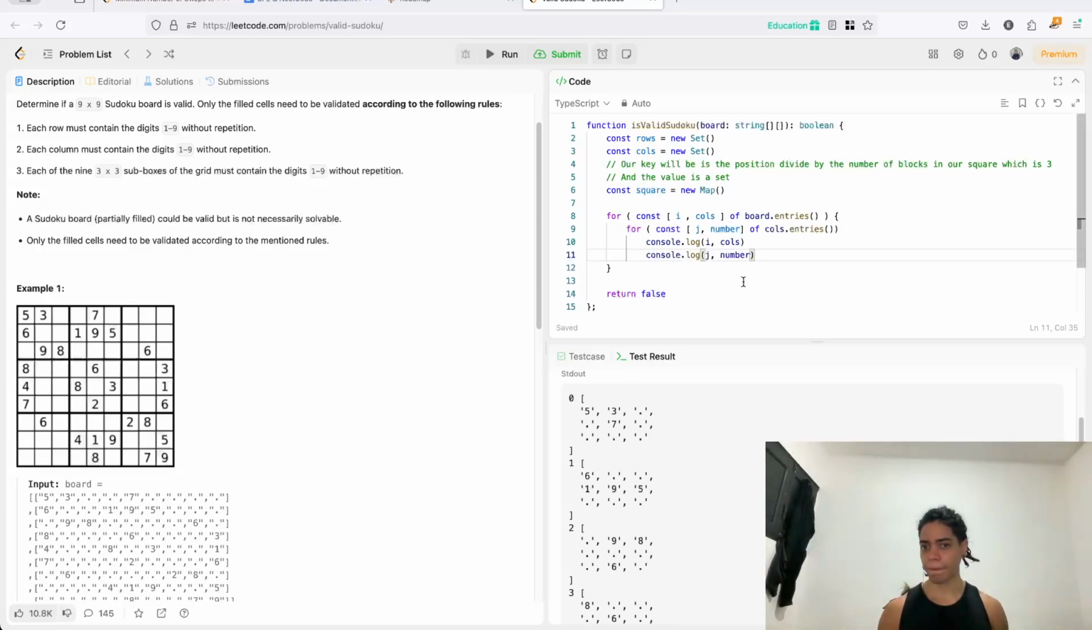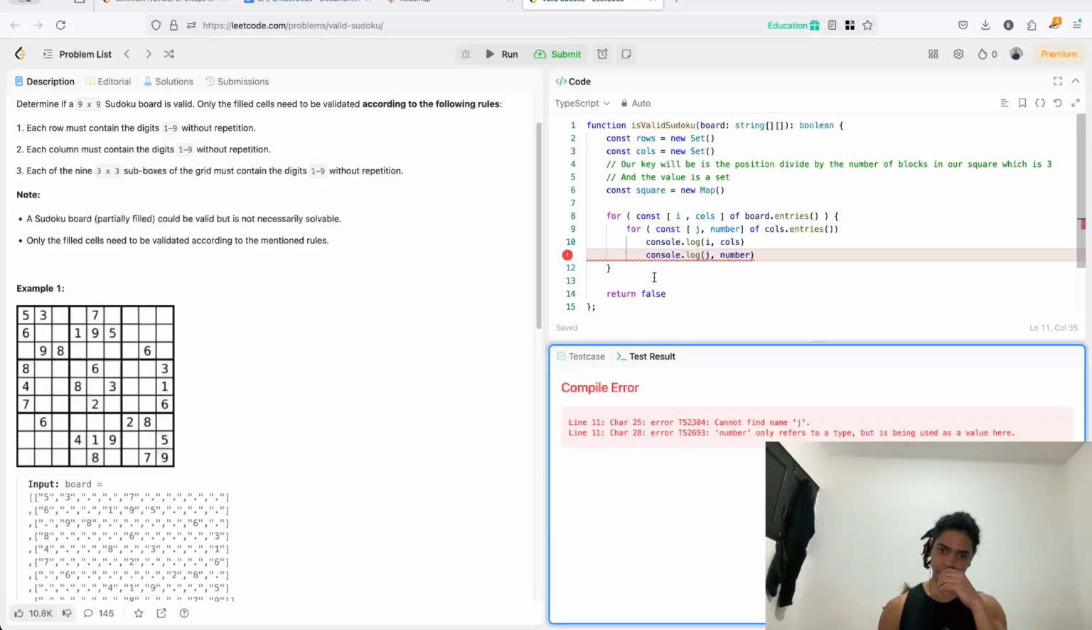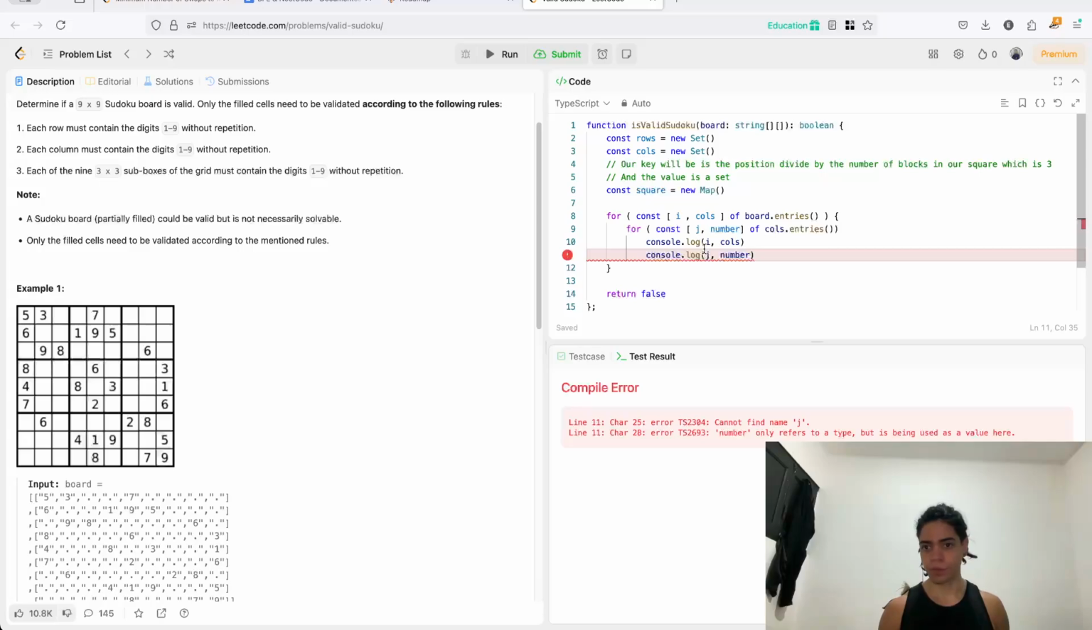Okay, we run this. Cannot find j. Cannot find j. Really? Is this not the j? Or the value in this case?